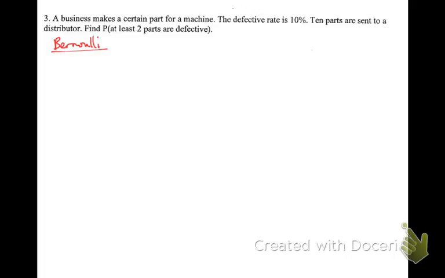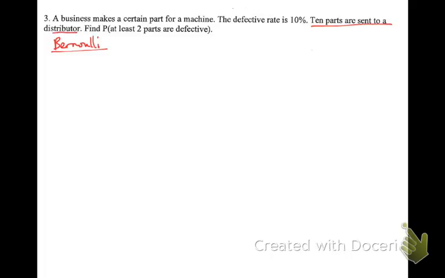Because the general defective rate is 10%, this would be a combination problem only if the 10 parts had the 10% defective rate. But they're sent to a distributor, and that's going to be a general thing you're going to be doing. You're sending parts in general to a distributor, so it's not going to be a changing probability. 10 parts are sent to the distributor, so the probability you get a defective part is 10%. It's always going to be the same.